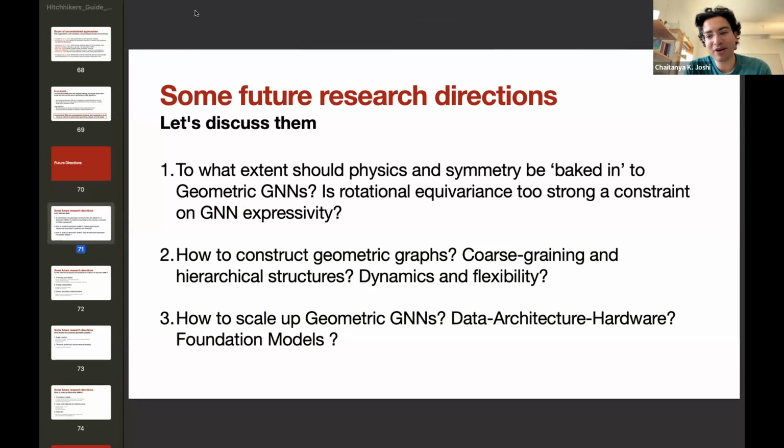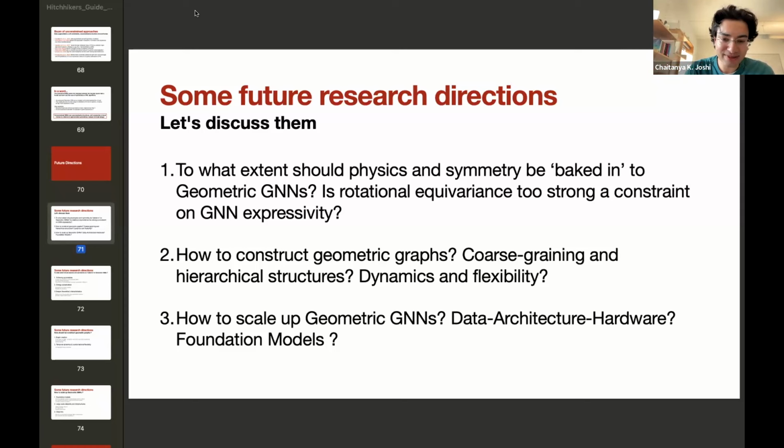Something else we were thinking about is, we think about these atomic systems as static structures in 3D space, but they're not, right? They're constantly jiggling and moving. And maybe when we do coarse graining, when we do construction of geometric graphs, how do we retain dynamics, flexibility, and model the system closer to reality?